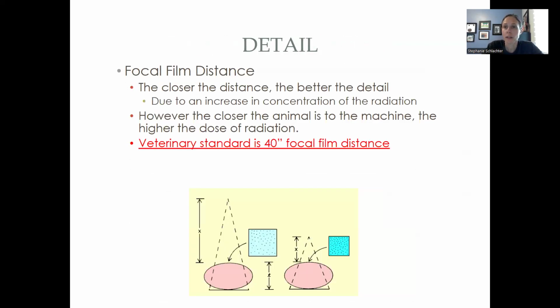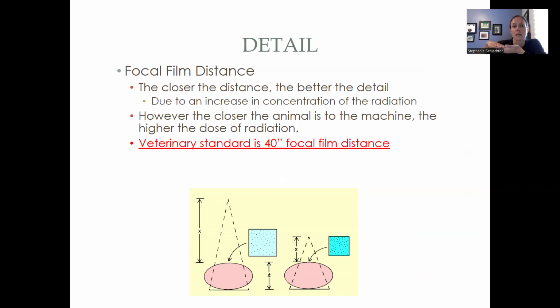All right, so other things that can affect detail. We talked a little bit about focal film distance last week. Remember, the closer the distance, the better the detail, okay? This is a little bit different than object film distance though. With object film distance, if we lift them, we get magnification.